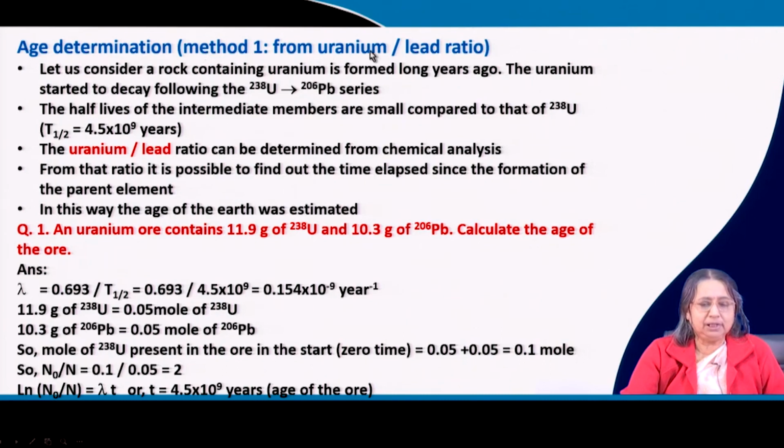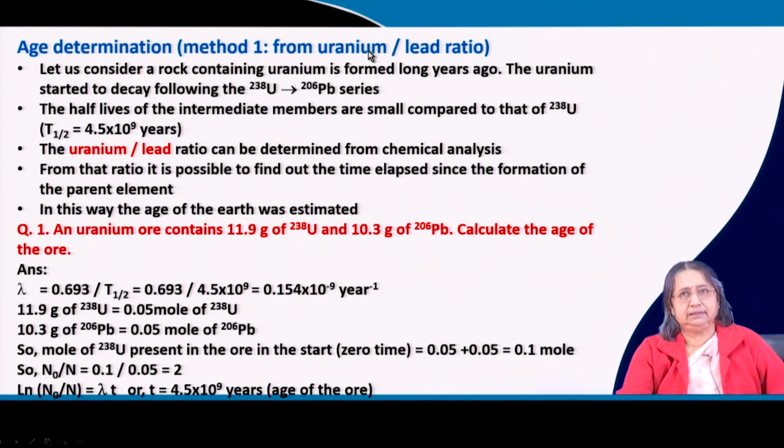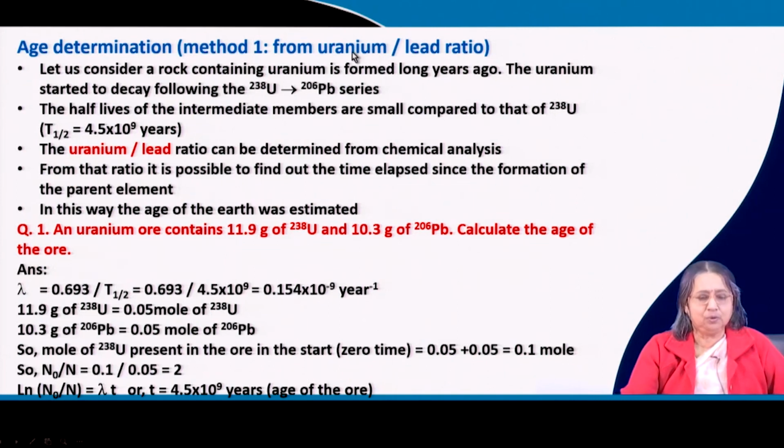The first method is, for example, if it is uranium ore, the uranium lead ratio. From the uranium lead ratio you can determine the age of the uranium rock. Let us consider a rock containing uranium. This is formed long years ago, long time back it was produced. The uranium started to decay, uranium 238 decaying to lead 206.